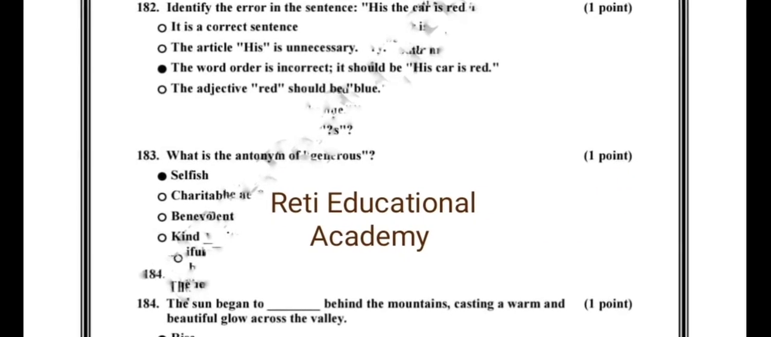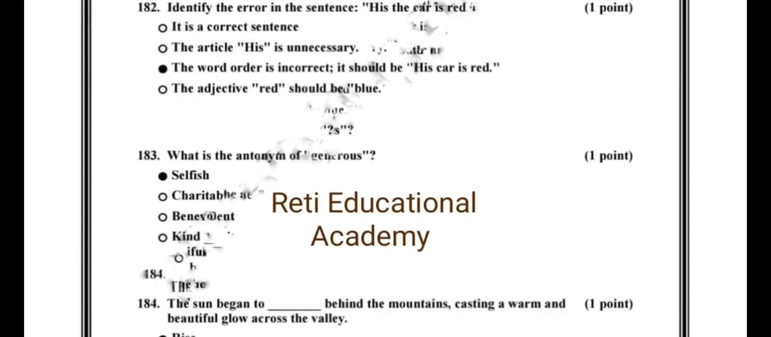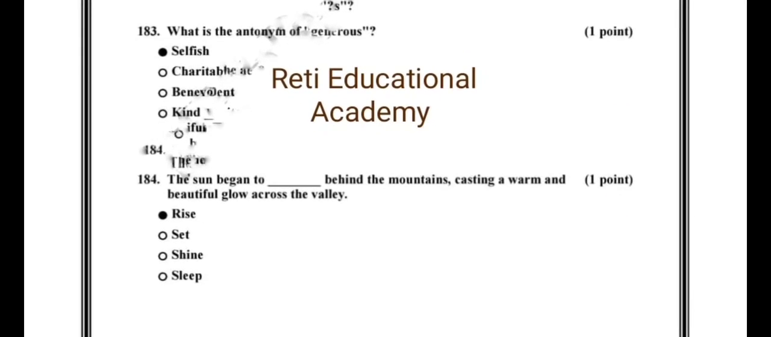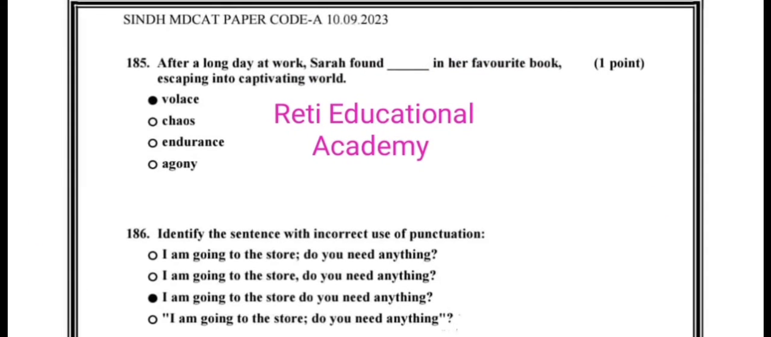Question number 183. What is the antonym of generous? And the correct option is selfish. Question number 184. The sun began to dash behind the mountains, casting a warm and beautiful glow across the valley. And the correct option is rise. Question number 185. After a long day at work, Sarah found dash in her favorite book, escaping into a captivating world. And the correct option is Wallace.